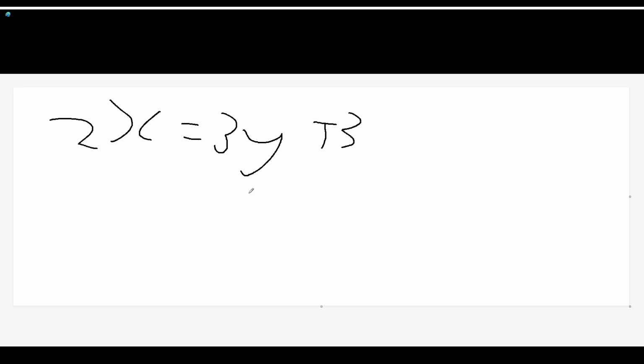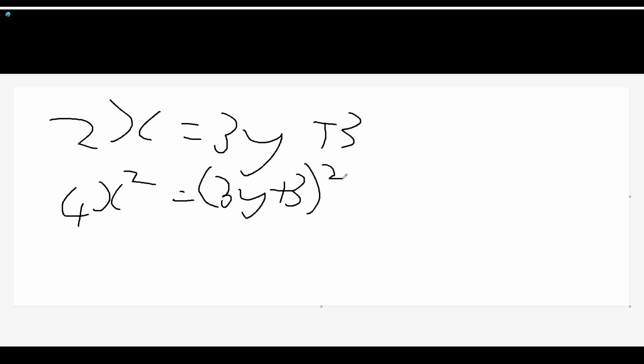Now, why are we doing this? Well, because it makes sense to. So we've got 2x is equal to 3y plus 3, right? And to get this into 4x squared form, we're going to simply square both sides. So it's going to be 4x squared is equal to 3y plus 3 squared, right? And this squares out to obviously 9y squared plus 18y plus 9, right? So now we've got this nice expression for 4x squared on this side.